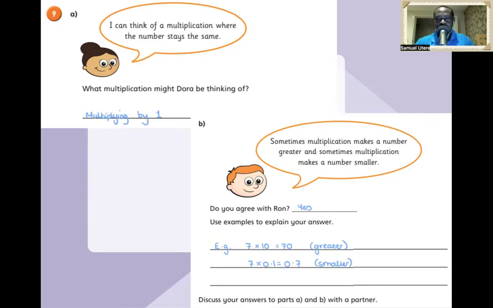And then here, sometimes multiplication makes a number greater, and sometimes multiplication makes a number smaller. Of course, yes. If we're multiplying by powers of 10, such as 10, 100, we're definitely going to make the number greater. But if we're multiplying by negative powers of 10, you say, what is he talking about? Don't worry, you're going to learn about it. So, for example, the number 0.1, which is a tenth, is a negative power of 10, but you're going to learn about it. I want you to have that at the back of your mind. So multiplying with those numbers will make numbers smaller, okay?